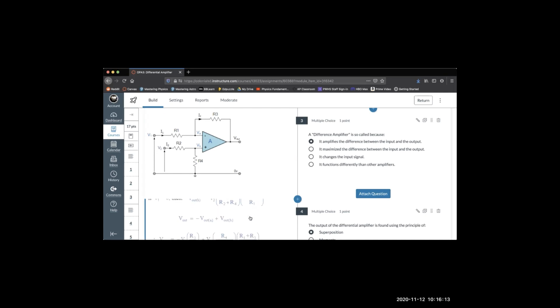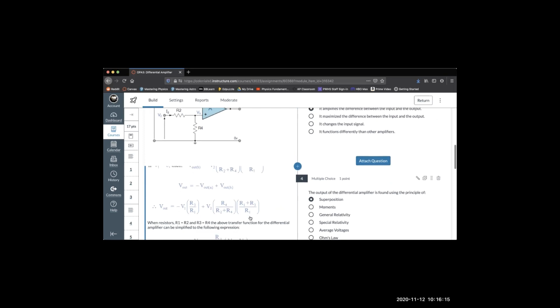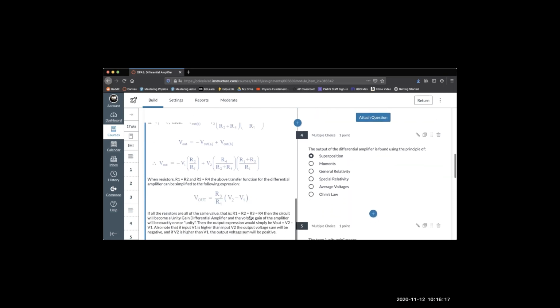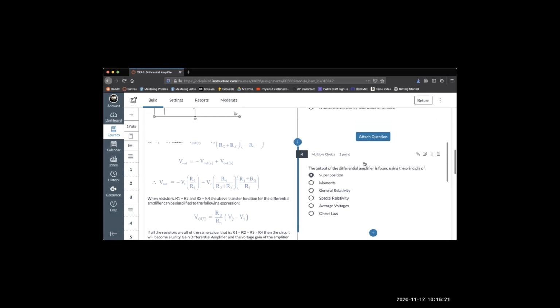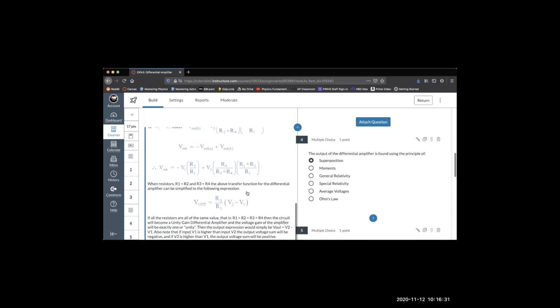So I'm just giving the math here, but then I'm just trying to find the output voltage. So over here on the actual questions, oh, am I going to have to do all this math? No, it turns out not the case. The output of the differential amplifier is found using the principle of superposition. That says somewhere.